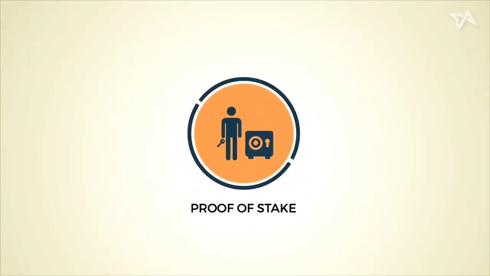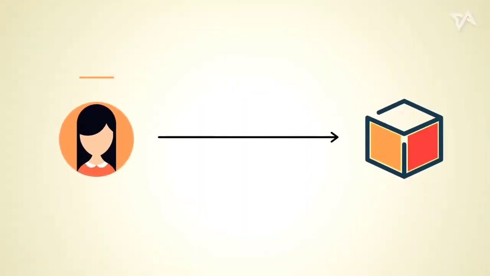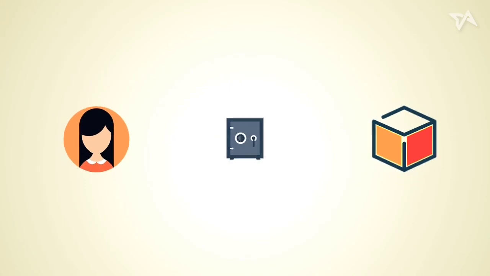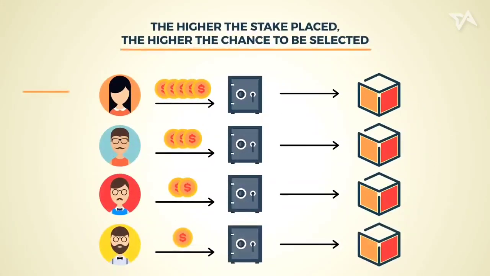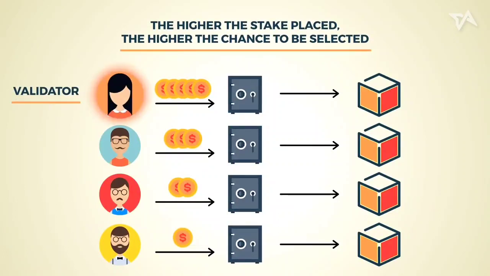Next, we have proof of stake. Here, the creator of a new block, also known as a validator, is randomly chosen based on how much stake they commit to the network. Meaning to say, the higher the stake placed, the higher the chance to be selected as a validator.